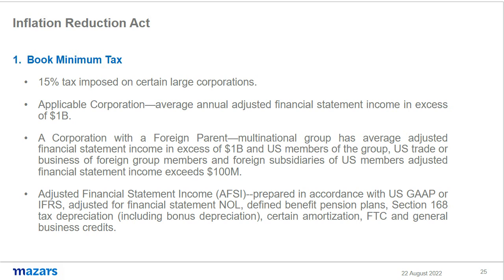So what we do is we look at the definition of what is the adjusted financial statement income. It's defined as income prepared in accordance with U.S. GAAP or IFRS. And there are certain adjustments as well, including financial statement NOLs, defined benefit pension plans, Section 168 tax depreciation, and that includes bonus depreciation, certain amortization, foreign tax credits, and general business credits.